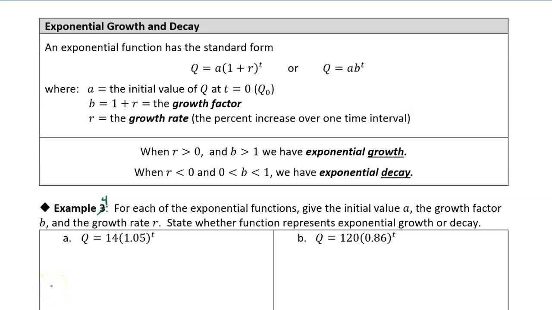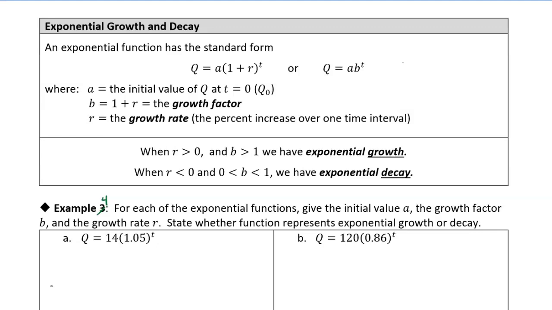All right, before we go on to this next example, let's just stop and take a look at the general form of an exponential function. So we can write an exponential function in one of these two ways, where q is equal to some a value times 1 plus r to the t, or if 1 plus r is equal to b, we can also write it as q is equal to a b to the t. Now this t is only applied to b, right? So it's only b that's being raised to the power, and then we're going to multiply by a.